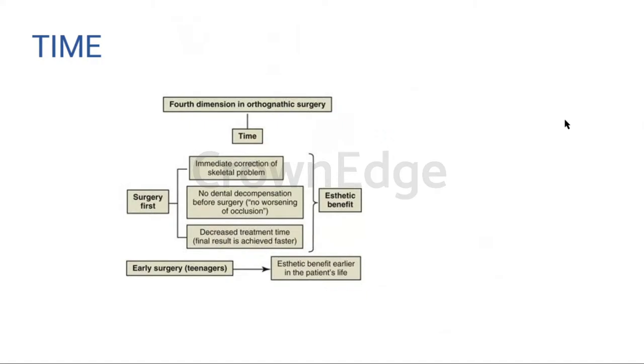Okay, there is something known as the surgery first approach now. We have come to a conclusion that in some cases we can perform the surgery first and later do the orthodontic treatment. That provides immediate correction of the skeletal problem, so no dental decompensation before surgery and no long wait for the orthognathic surgery, because orthodontic treatment averagely takes 1.5 to 2 years to complete. So there is decreased treatment time and the final result is achieved faster.